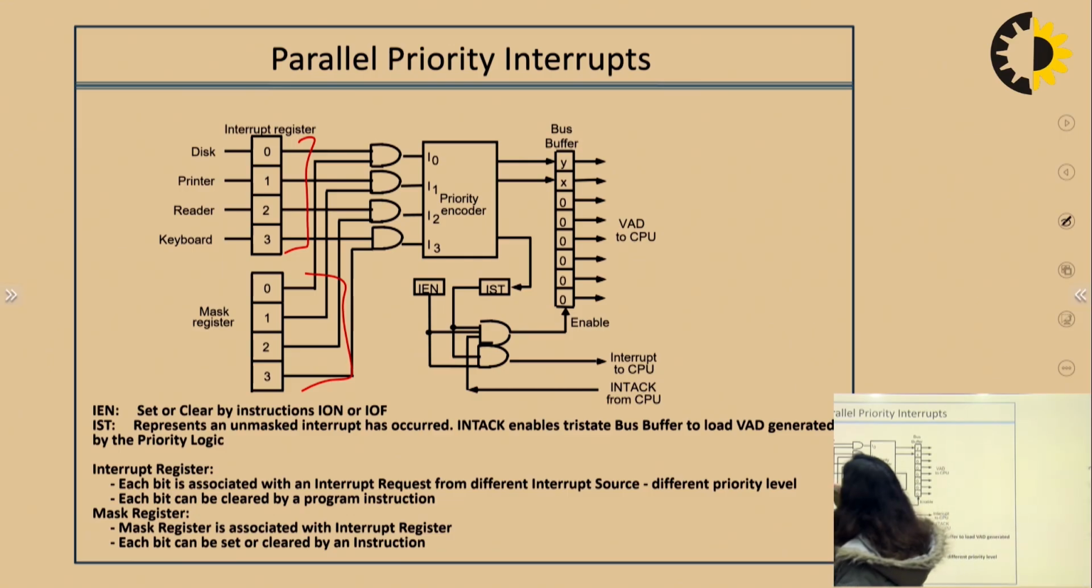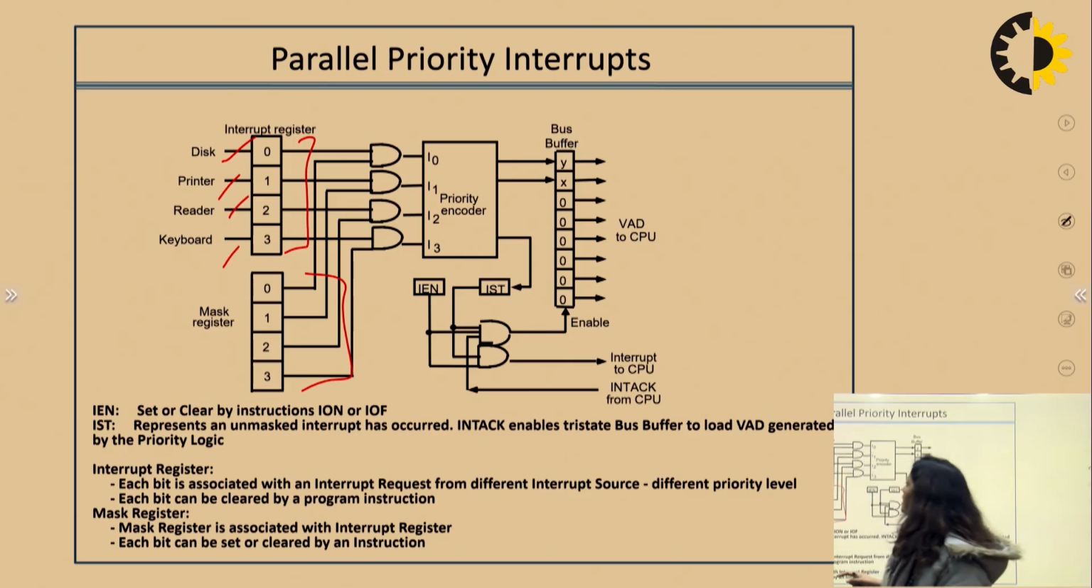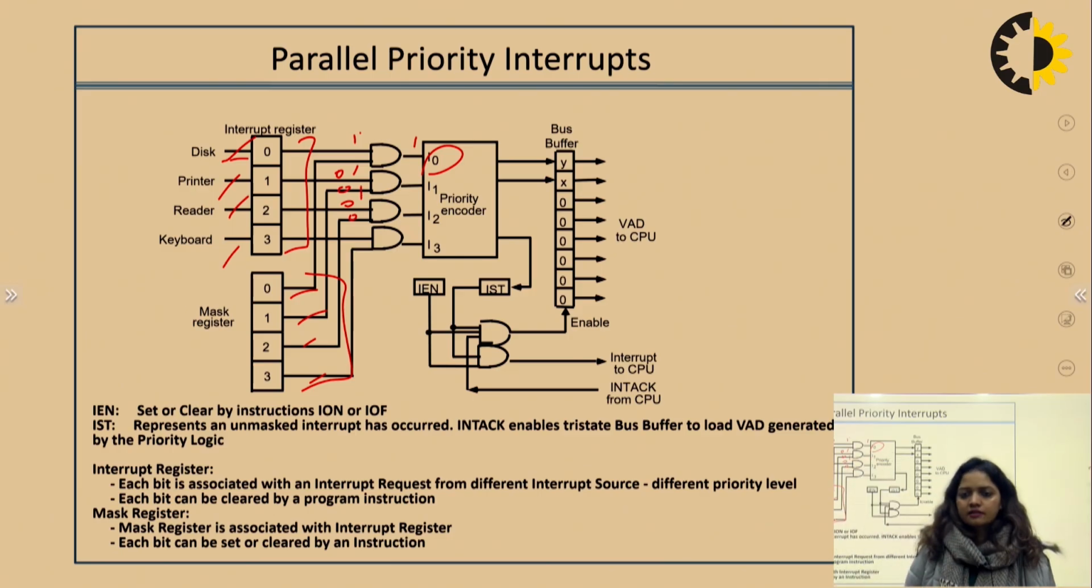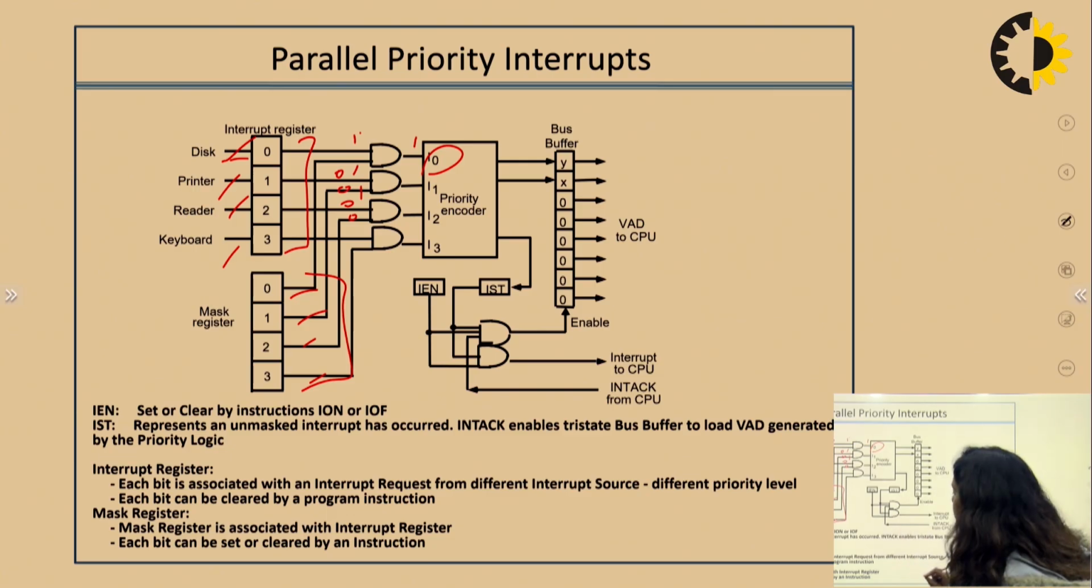As we can see over here, we have a disk, a printer, a reader, and a keyboard. They are connected parallelly, and we have an AND gate over here where we have I0, I1, I2, I3 and the maskable bit, that is the second input over here. So whenever the disk will be generating, the value will be 1, 1, and the ANDing of 1, 1 will always be 1. The others will all be sending 0, 0, 0, 0. The ANDing of 0, 1 is always 0, and the ANDing of 0, 0 is also 0.